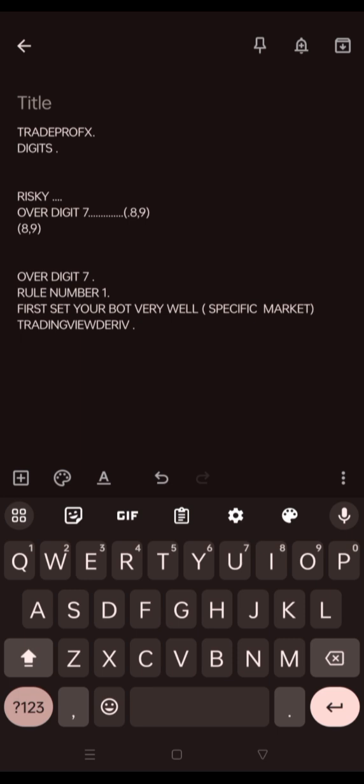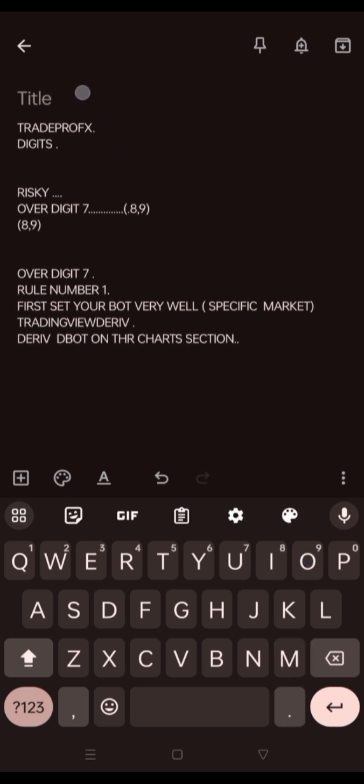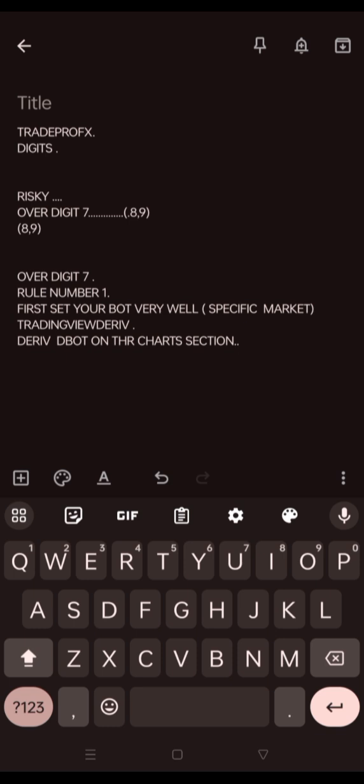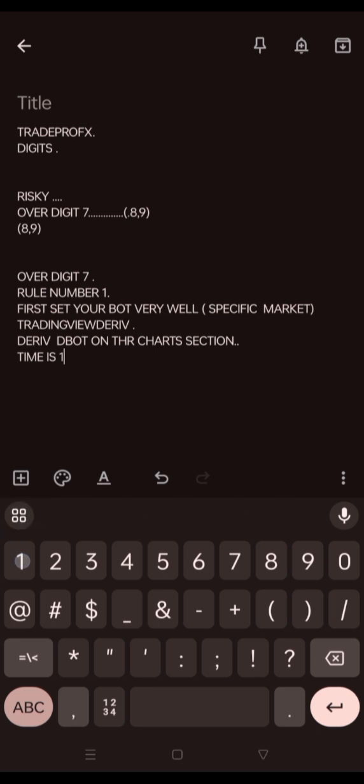On this TradingView Deriv, you can either use that or the Deriv Dbot on the charts section. I hope till there we are together. So I want us to look at this rule. Number 1, set your bot well, choose a specific market, and then it is either you use two tabs and use the TradingView, or use the Dbot charts section, and the time frame is 1 minute.